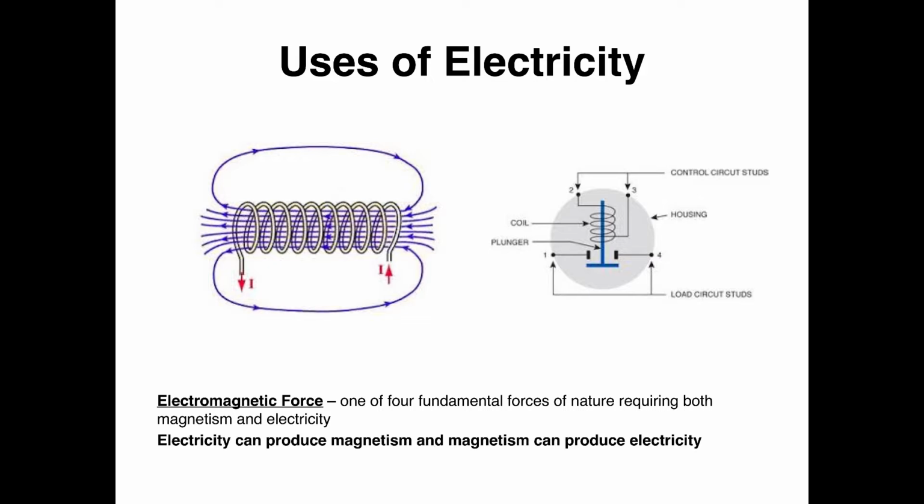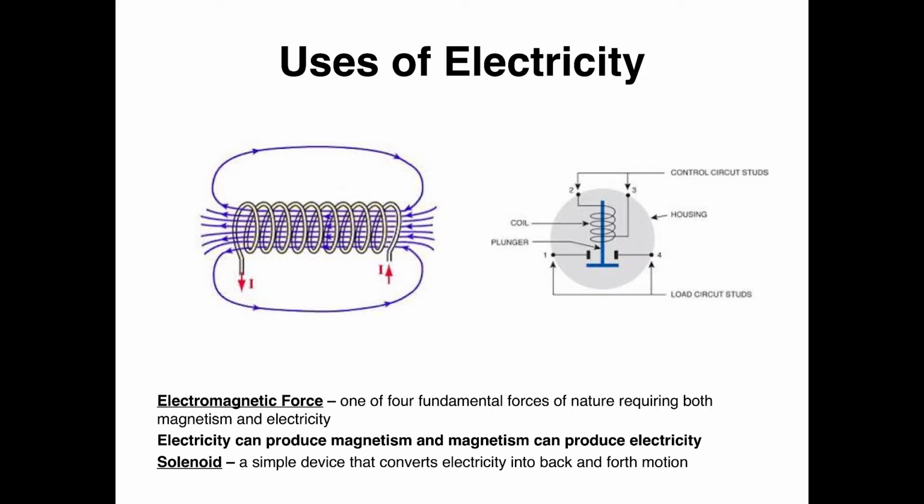One of the fundamental things to remember is that electricity can be used to produce magnetism, and magnetism can be used to produce electricity. Most generators that generate electricity use magnetic fields to do that production.